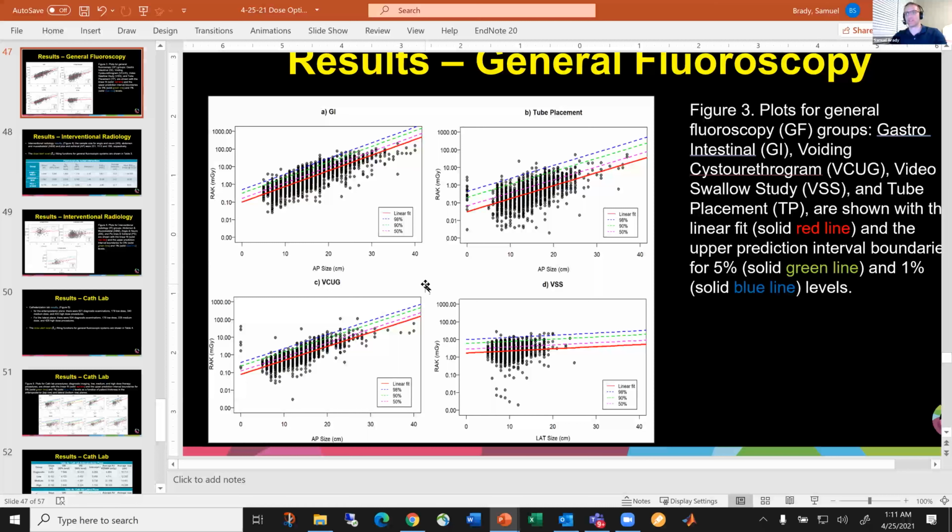So the answer is diagnostic reference levels. Yes, collect both the CAP and the air KERMA. For alert levels, I would just do the air KERMA, and that's what I would prioritize. That's good to me. Yeah.